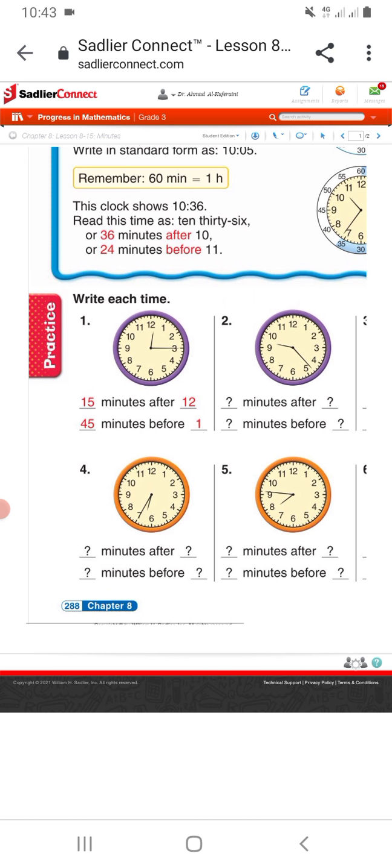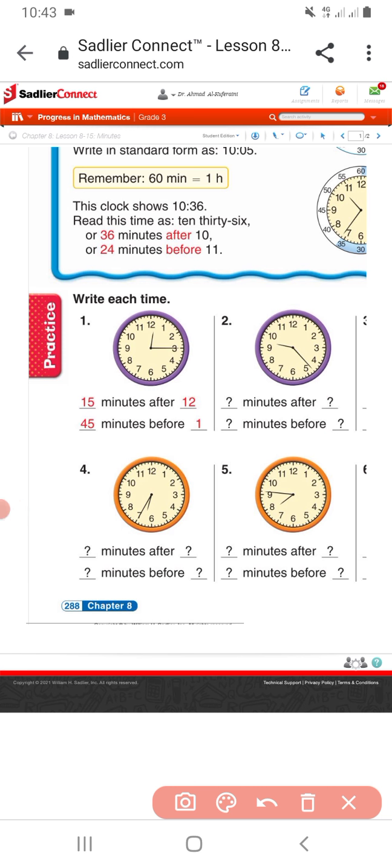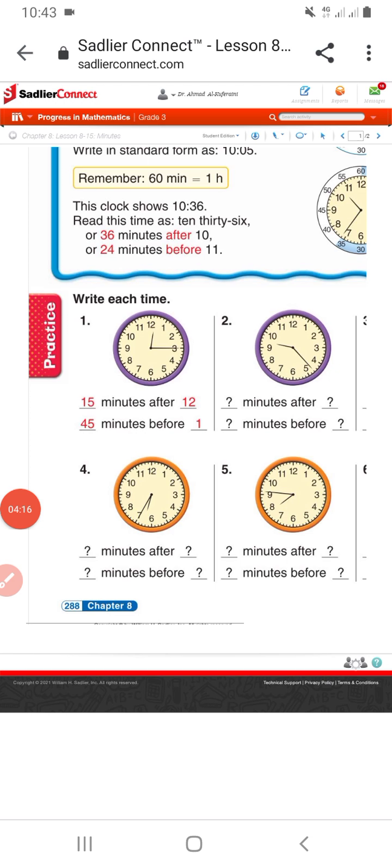Here we have a clock, and the short pointer points at the 12. The long one points at the 3. If you count the small marks or the small dashes here, okay, let's use the brush. We have dashes here. You will find that there are 15 between the 12 and the minute hand. So it's 15 minutes after 12, or we can say 45 minutes before 1.